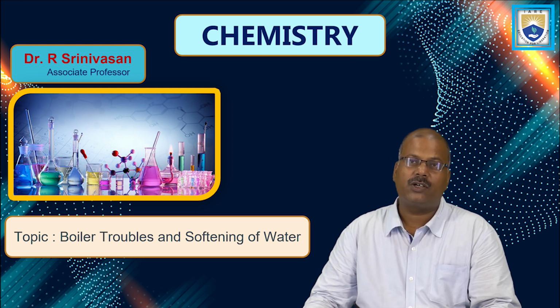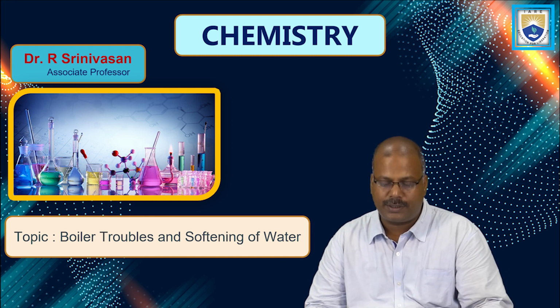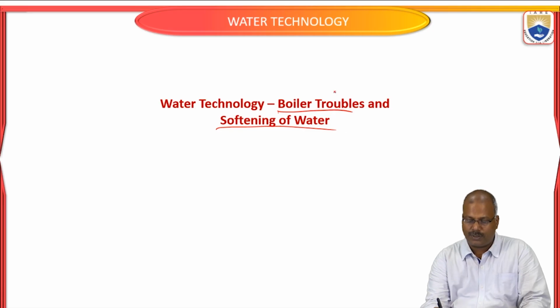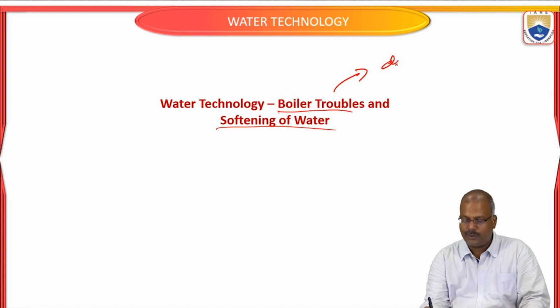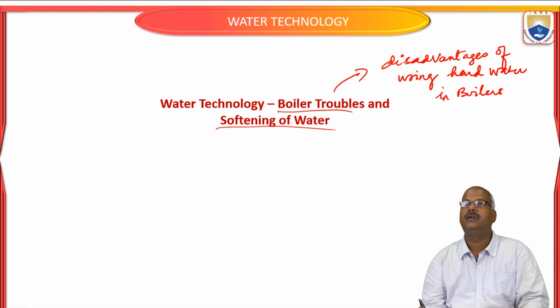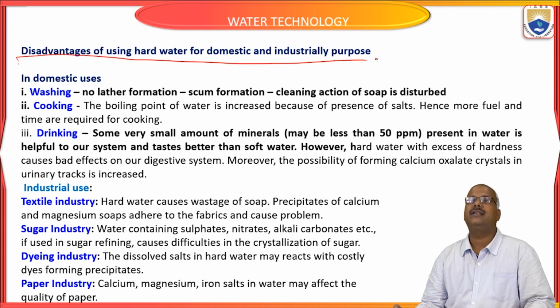Today we will see the water technology module. In that, boiler troubles and softening of water is the topic. Boiler trouble can also be said as the disadvantages of using hot water in boilers. Disadvantages of using hot water for domestic and industrial purposes.